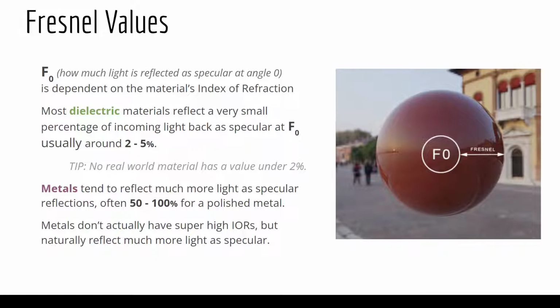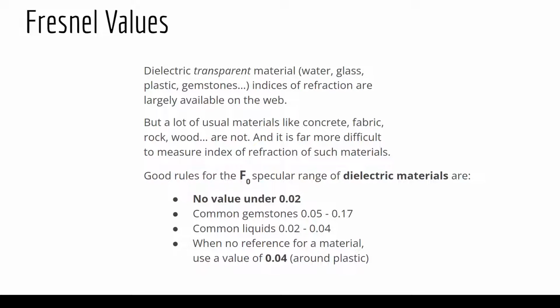Tip: no real world material will reflect less than 2% of light as reflectance or specular. Metals tend to reflect much more light as specular reflections, usually 50 to 100% for a polished pure metal. Transparent nonmetals like water, glass, plastic, and gemstones have indices of refraction that are largely available online because they're easy to measure. But for materials like concrete, fabric, rock, and wood, it's harder to find the actual index of refraction or reflectance.